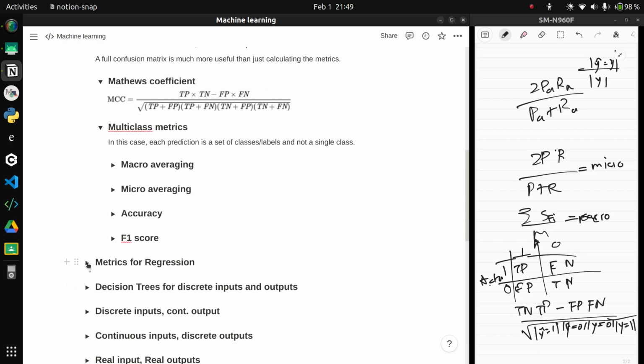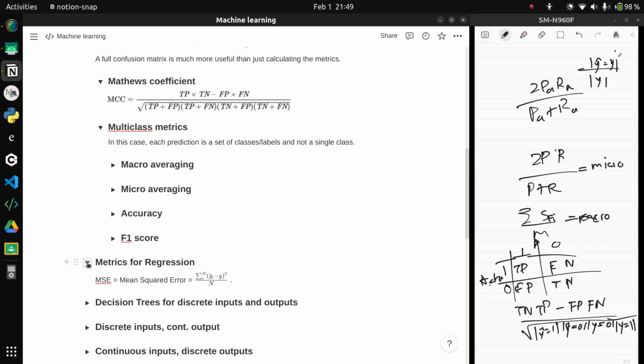Alright, next, metrics for regression. You have the MSE, which is the mean square error. For some reason, people use the loss as just the square error as well. Sometimes I don't like that, but whatever.